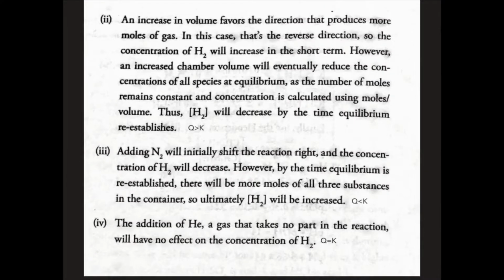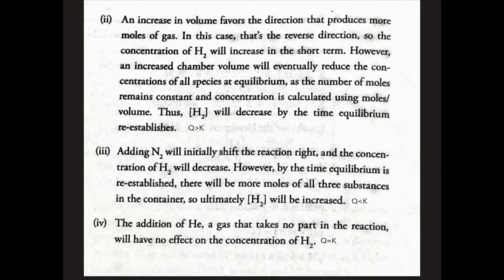In II, it says the volume of the reaction chamber is increased. Well, since I have 4 moles of gas on my reactant side and 2 on my product side, if I increase the volume, I'm going to shift to the side with more moles of gas, which means I'm going to shift to the left. So my concentration of H2 is going to increase because Q is greater than K. Don't get overwhelmed by all the other stuff that they talk about, it increasing and then going back. Ignore that. You don't need to go into that detail.